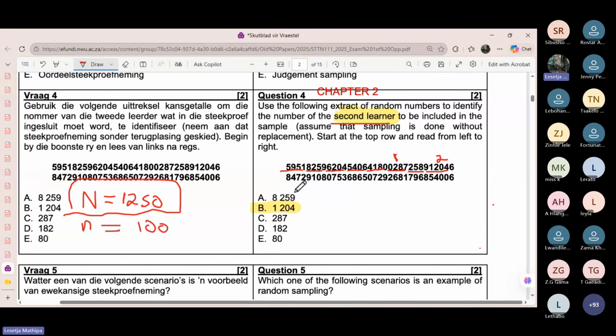Then you move on and check another one, 2589, it's more than, so you're not going to take that one. Then you have 1204, that's 1,204, which is less than 1,250. So that will be the second lane. That's why, looking at the question, they say you must identify the number of the second learner to be included in the sample. So the answer will be 1204, and you get 2 marks. So I hope now it makes sense.